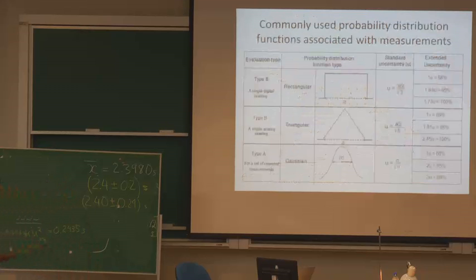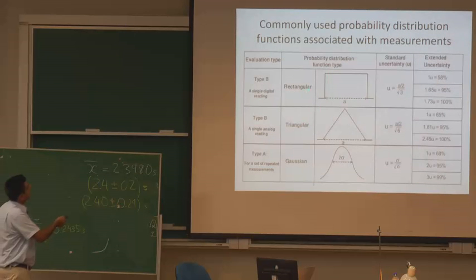Let's move on. Now, I've already talked about a uniform distribution, triangular distribution, the bell-shaped curve, and I've talked about what the second moments are.